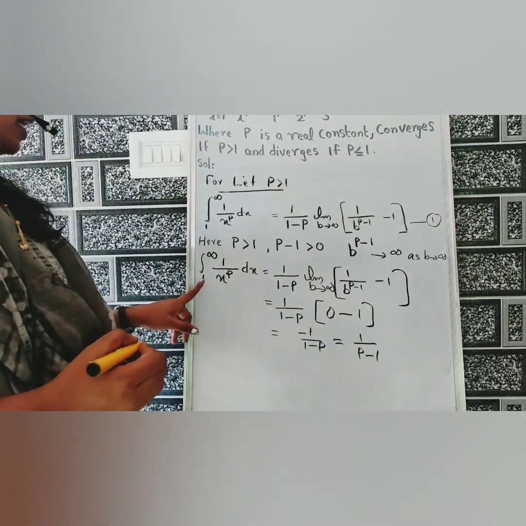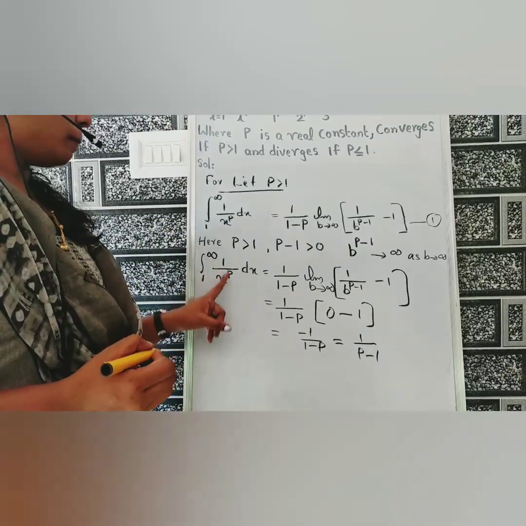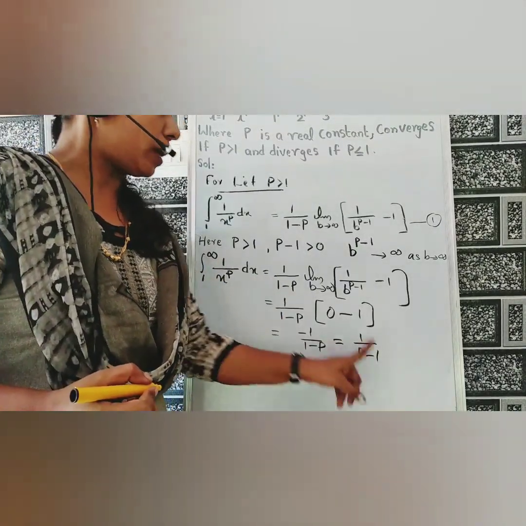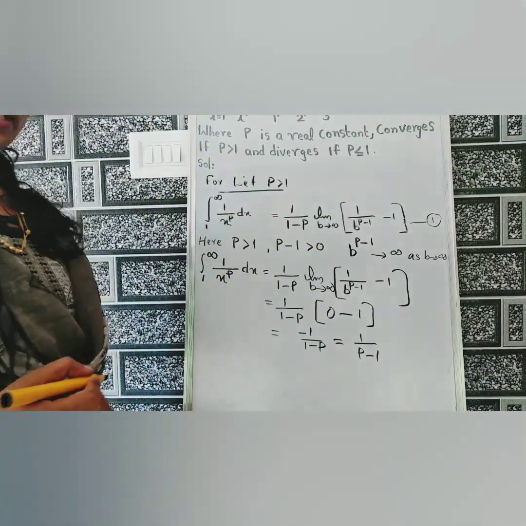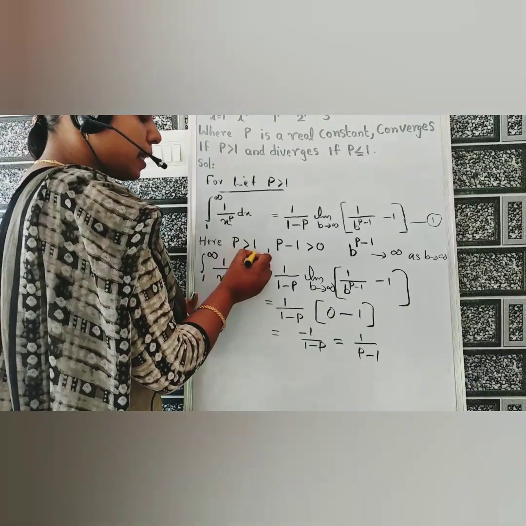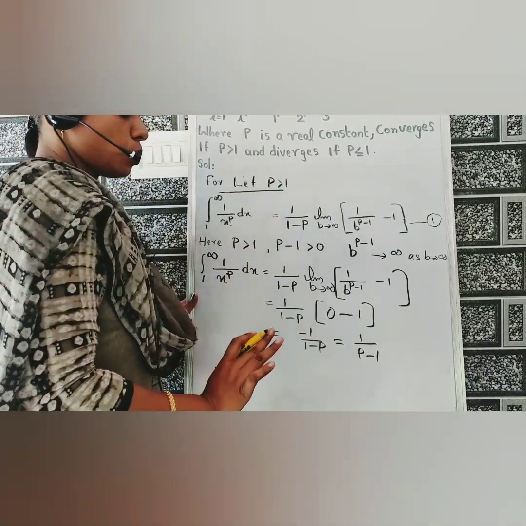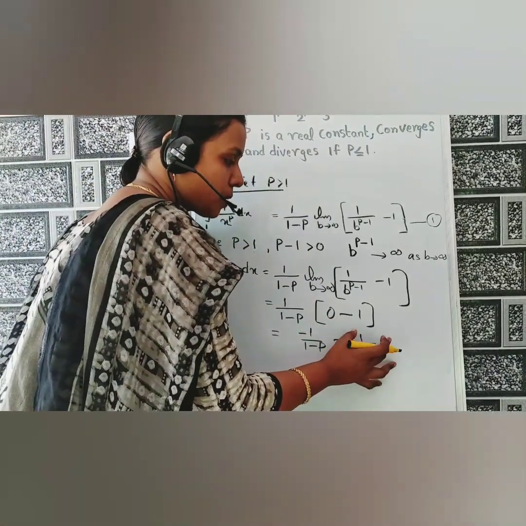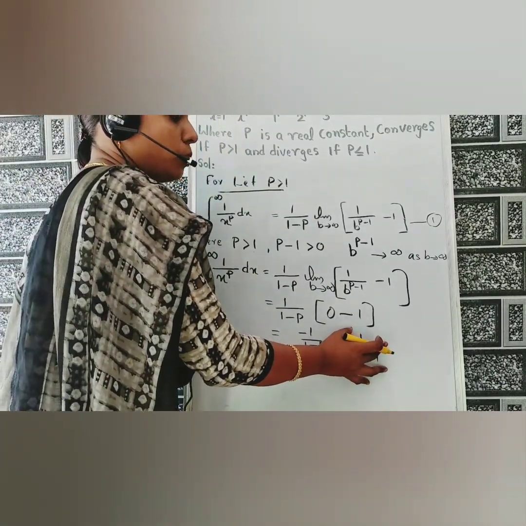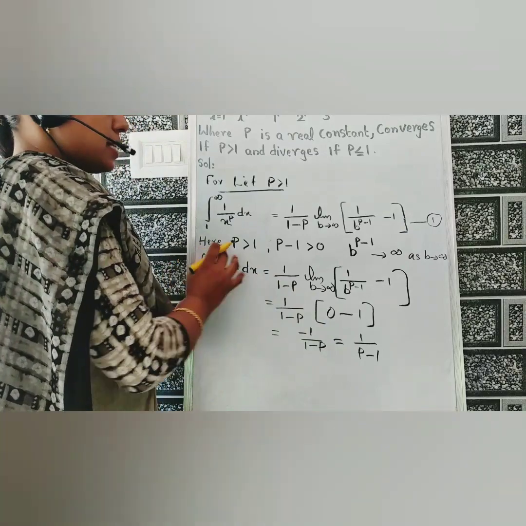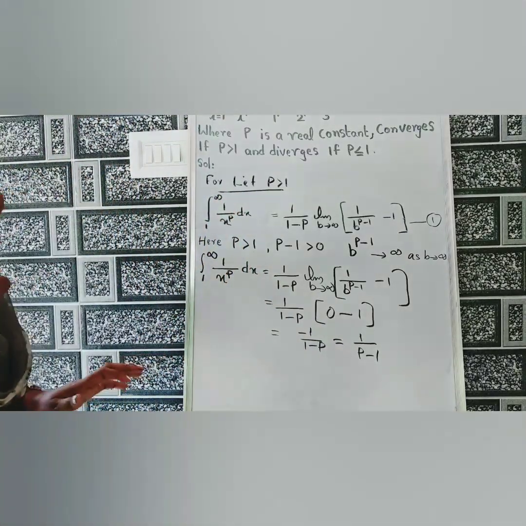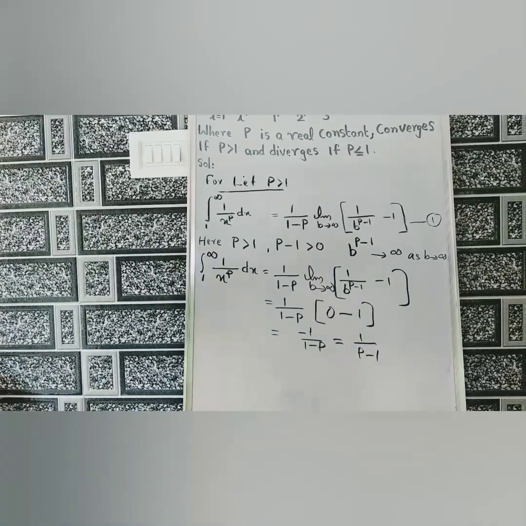Now we get integral 1 to infinity 1 by x raised to p dx is equal to 1 by p minus 1 when p greater than 1. Here p minus 1 is greater than 0 because p is greater than 1. That means this is greater than 0, that is, it is a finite value. Then we say that the given series converges if p greater than 1.